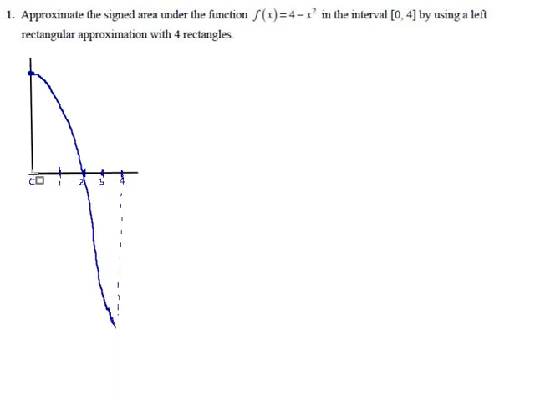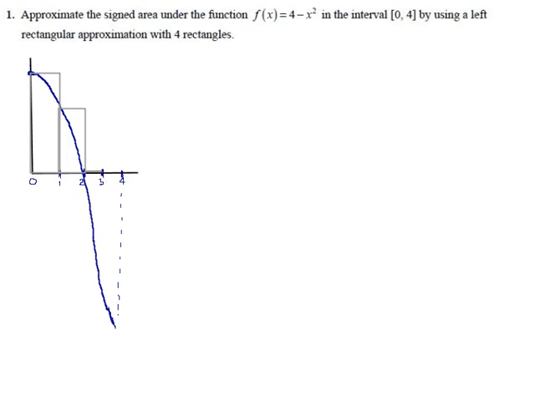The first rectangle will go from 0 to 1, and its left edge has to touch the curve, so it's going to be that big. The next rectangle goes from 1 to 2, and it has to touch the curve, so it's going to be that big. That corner is on the curve. Our next rectangle, see what's going to happen?